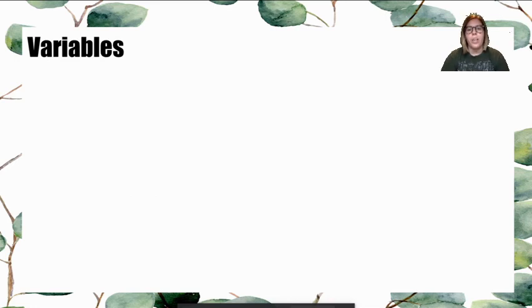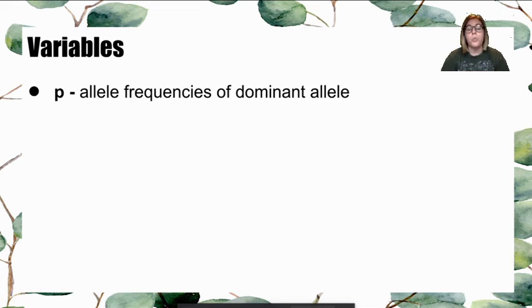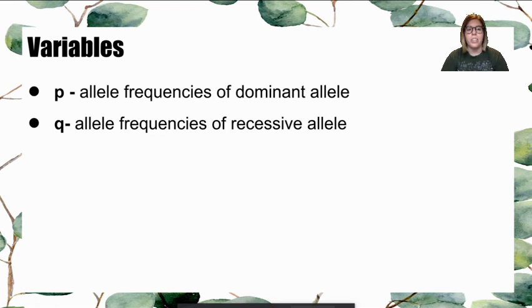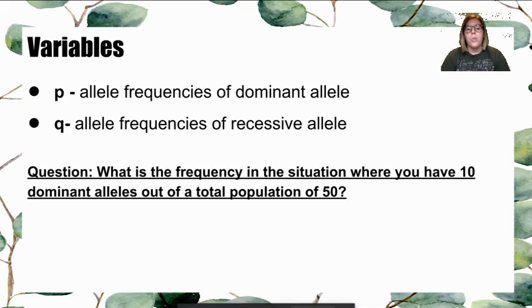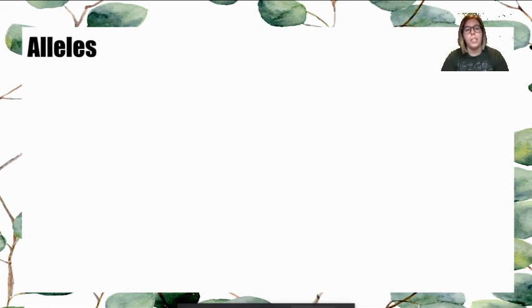There are different variables that we need to talk about that are important to determine Hardy-Weinberg. The first one would be our p-value. If you can think back to genetics in 1A, p is the allele frequency of the dominant allele, right? There are dominant alleles and recessive alleles, and our recessive alleles are q values. That's the allele frequency of our recessive allele. So if you were given 10 dominant alleles out of a total population of 50, how would you calculate the frequency? You would put the number of alleles that are dominant over the total number of alleles you have. So in this case, it would be 10 over 50, which gives us 0.2, because 10 divided by 50 is 0.2.